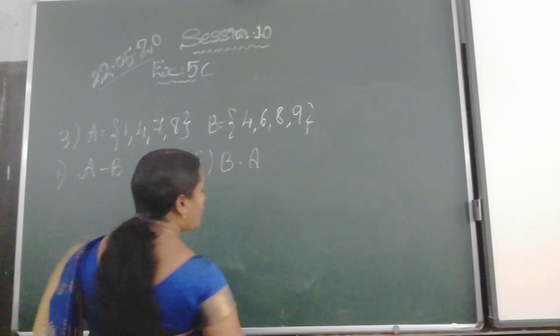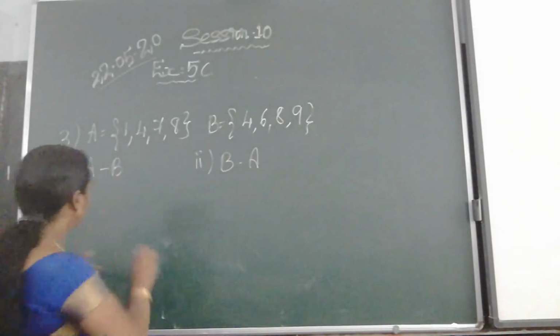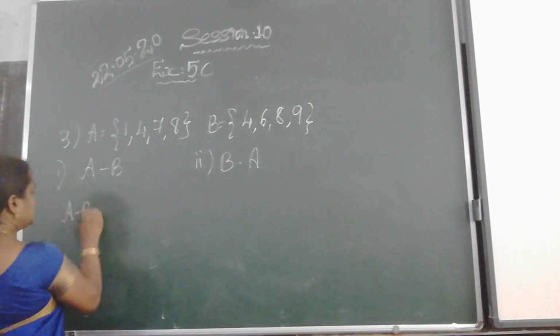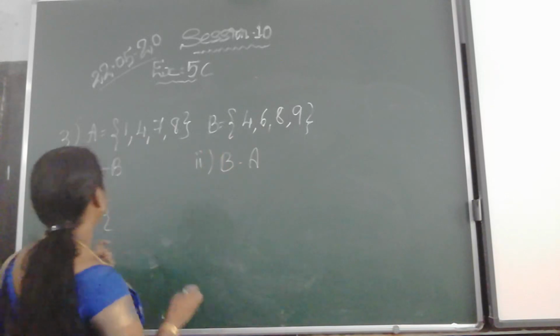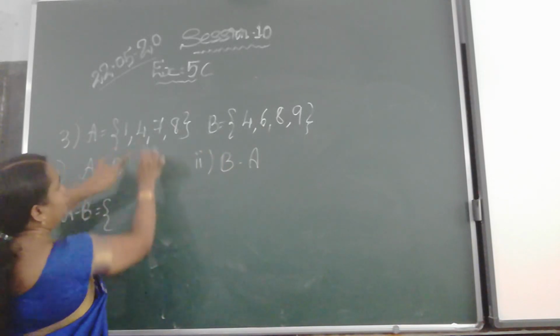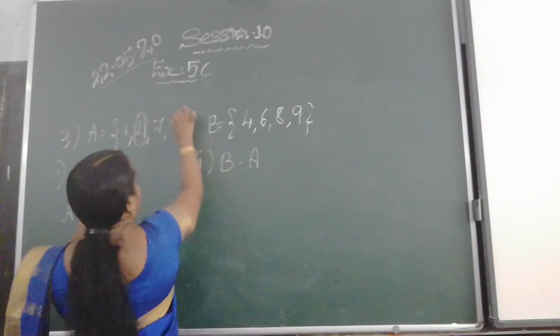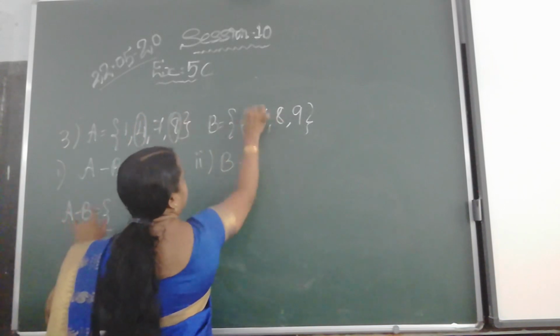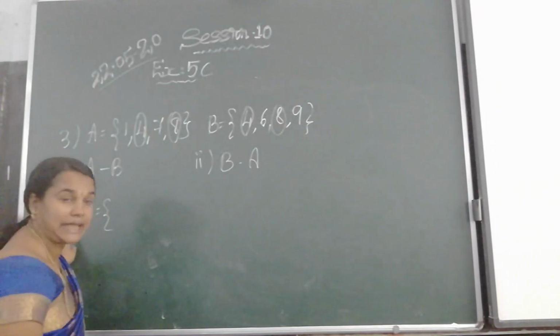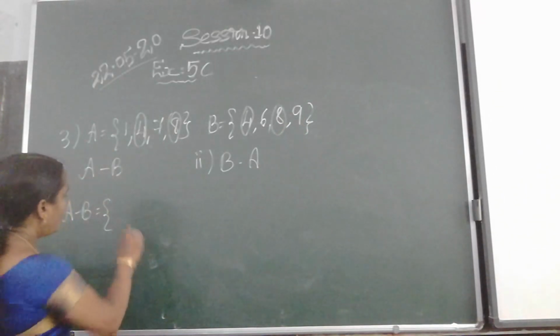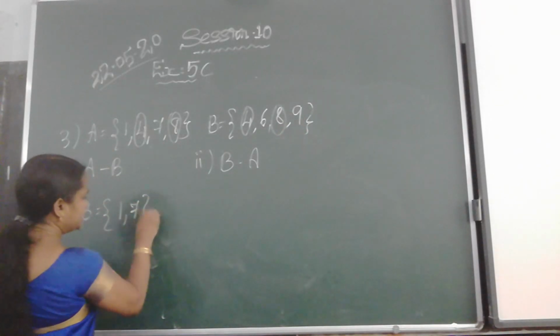I told you how we have to find A minus B. A minus B means we have to compare A and B. Which is the common here? 4 and 8 are the common. A minus means first we have to check A. Which part is left in A? 1 and 7. That is the answer.